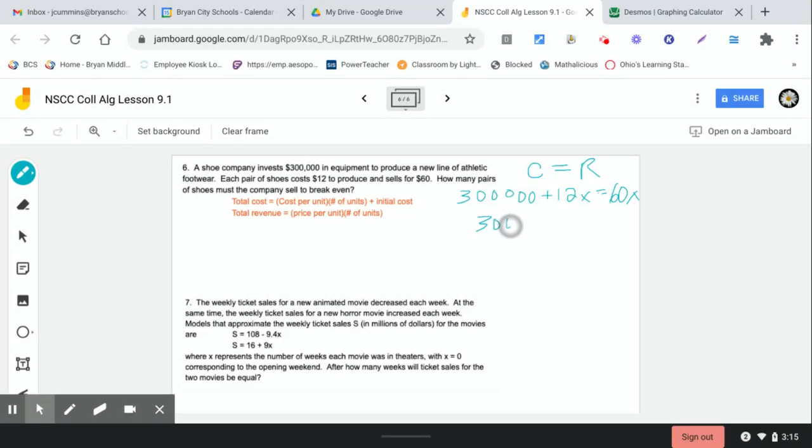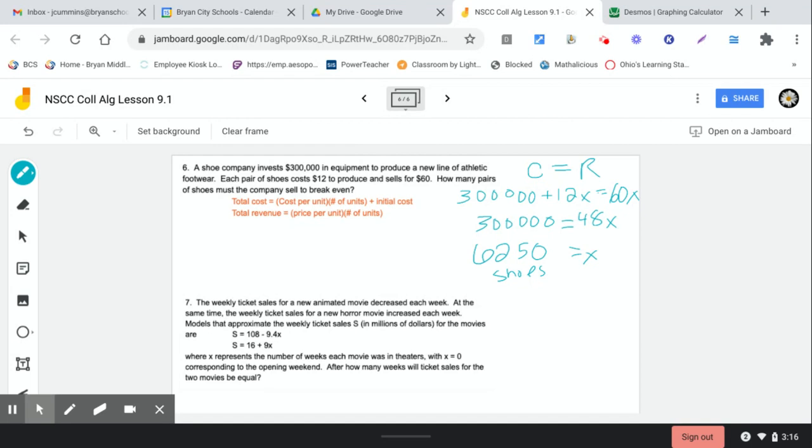So we have 300,000 equals 48X. Divide both sides by 48, and we find that we need to sell 6,250 shoes to make a profit on this. No, that's to break even. We need to do more than that to make a profit.